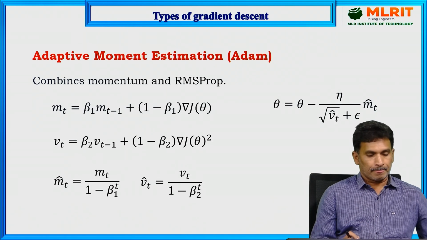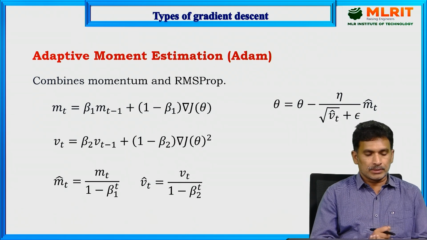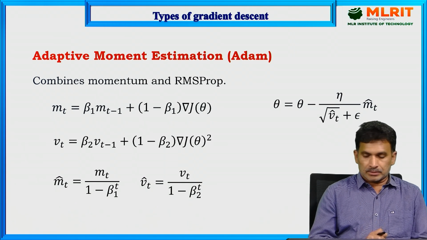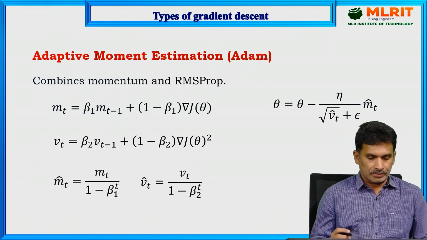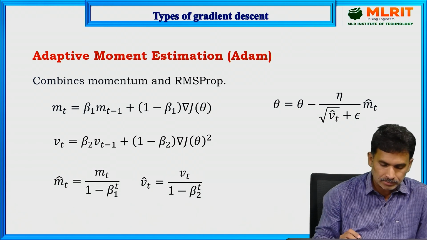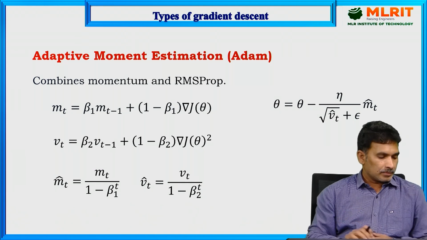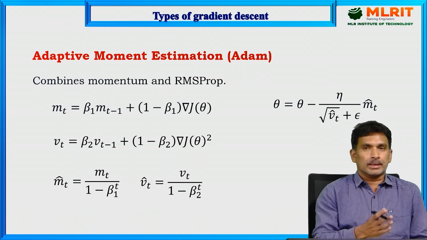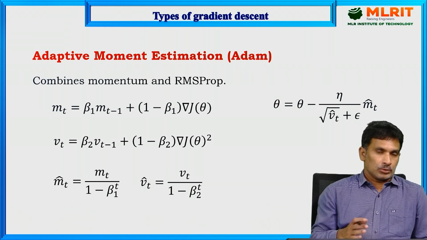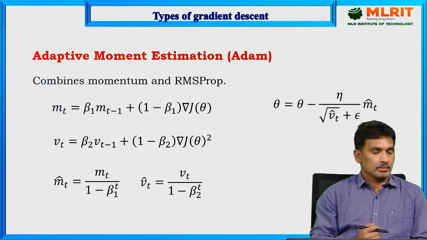Next, adaptive moment estimation, Adam, which combines the momentum and RMSprop. So these are all the equations. You can see there is nothing new in this case, but overall it shows how the gradient is calculated, and how to avoid the challenges in this.